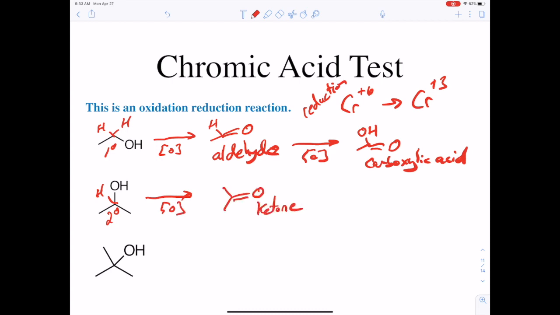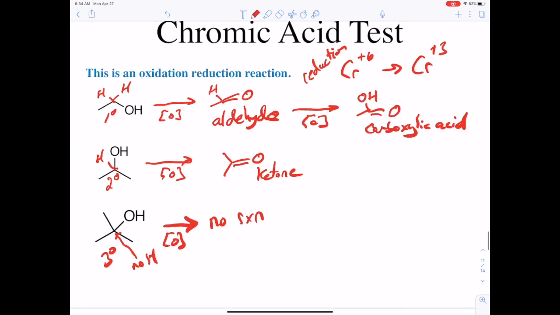If you have a secondary alcohol, there's a hydrogen there, you can oxidize this and form a ketone, but there is no further oxidation because there's no hydrogen on that carbon to be replaced by an oxygen. You'd have to break a carbon-carbon bond to oxidize that carbon further. And for a tertiary, there's no hydrogen on this carbon, so there's no reaction. You would have to break a carbon-carbon bond to add a bond to oxygen from that carbon, and that will not happen under these conditions. So we have no reaction.